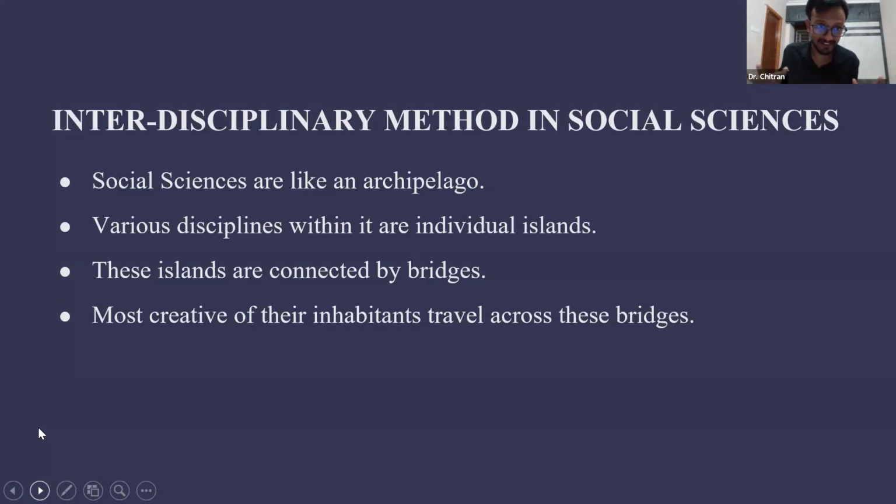So interdisciplinary method is used by scholars across the globe. And I got an analogy that social sciences are like an archipelago. So what is an archipelago? An archipelago is a collection of different islands, right? Can you move to the next slide?